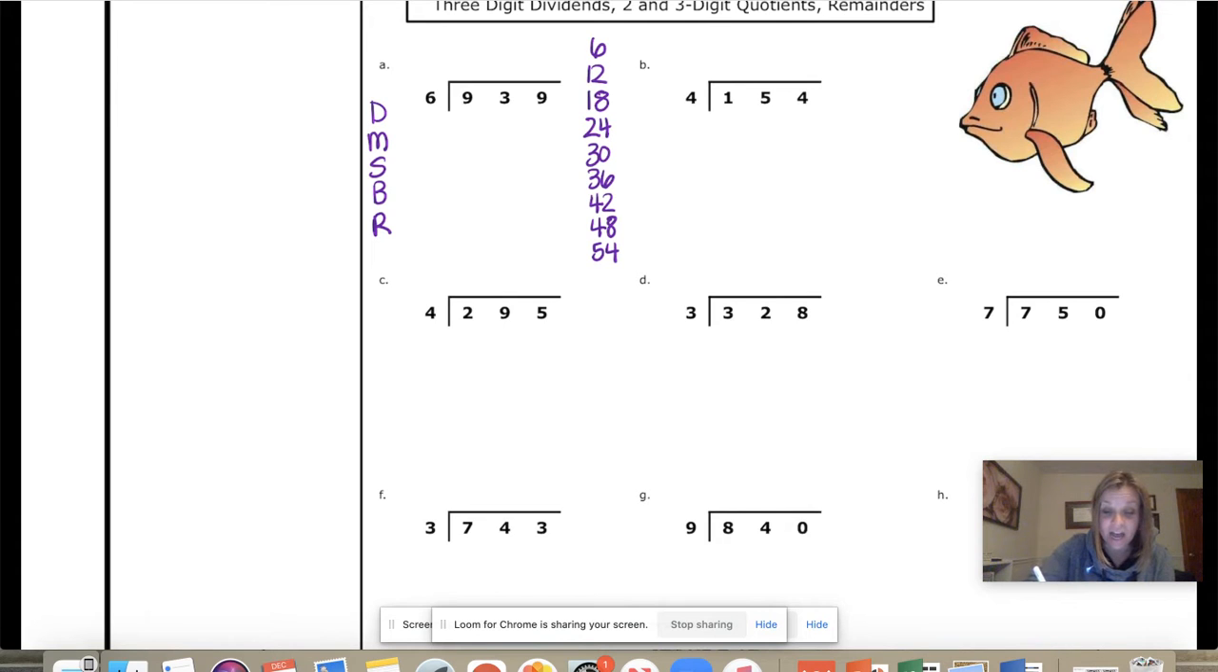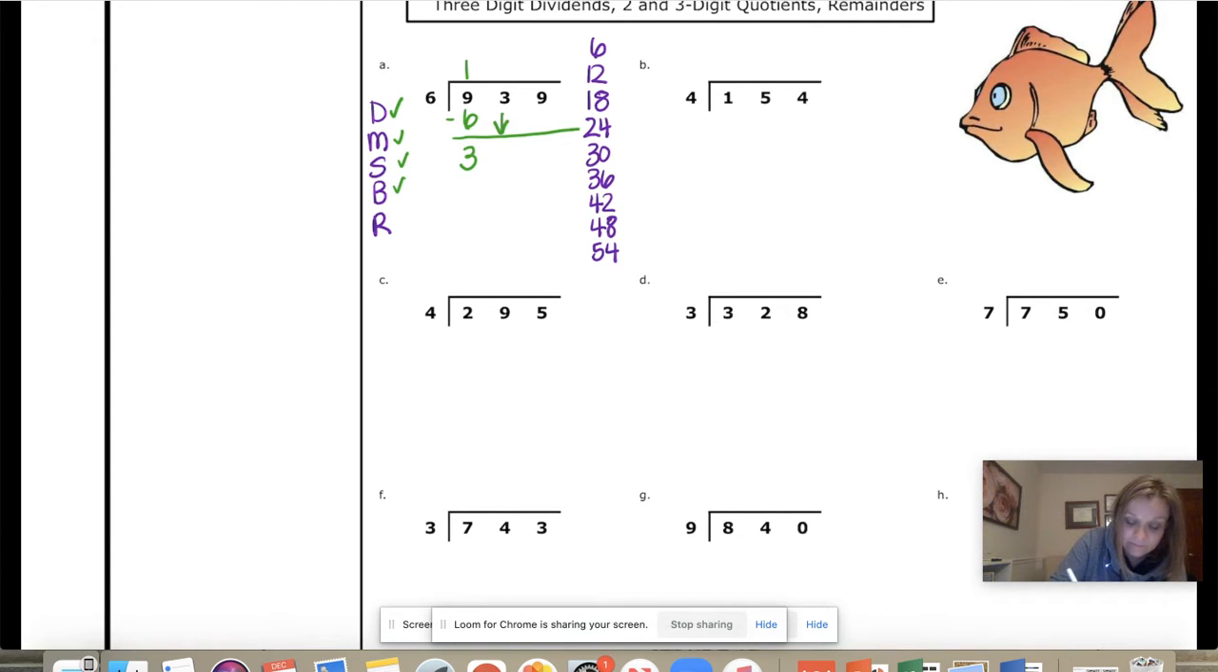So I have 9, the first digit in my dividend, that I'm dividing by 6. Think to yourself, how many groups of 6 can I make out of 9? If I look at my multiples, 1 group of 6 is 6, 2 groups of 6 is 12. So I can't make 2 groups, I can only make 1 group. 9 divided by 6 is 1. Now let's multiply. 6 times 1 is 6. Now I'm going to subtract. 9 minus 6 is 3.